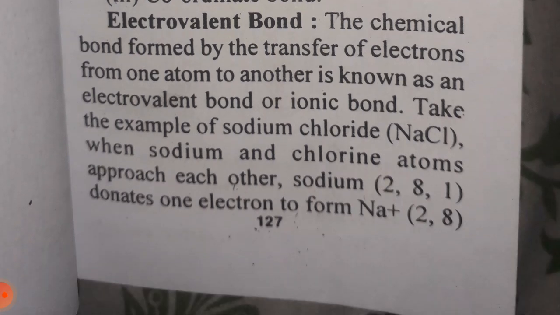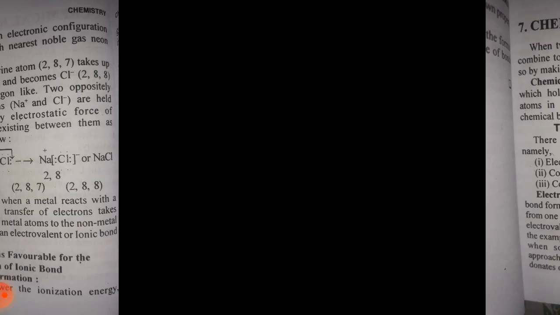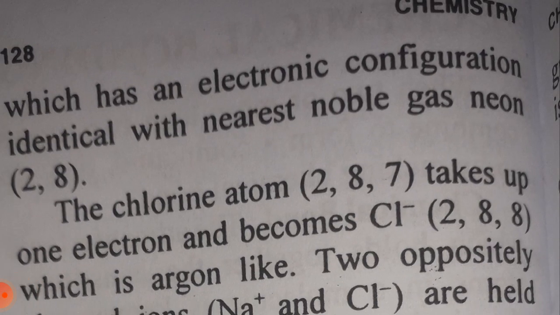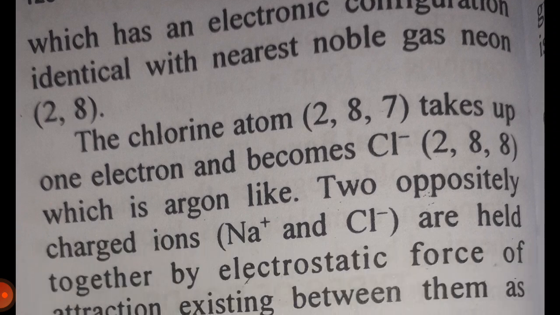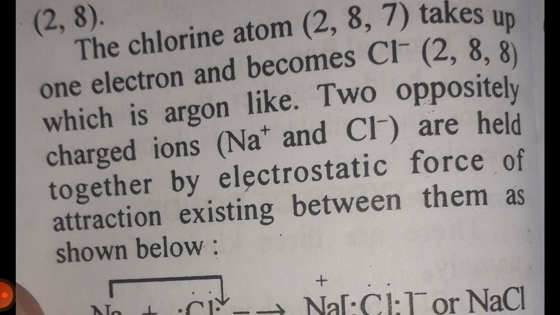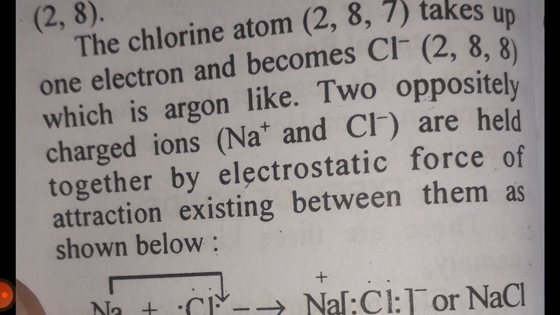Electrovalent bond. The chemical bond formed by transfer of electrons from one atom to another is known as an electrovalent bond or ionic bond. Take the example of sodium chloride, NaCl, where sodium and chlorine atoms approach each other. Sodium (2,8,1) donates one electron to form Na+ (2,8), which has an electronic configuration identical with the nearest noble gas neon (2,8). The chlorine atom (2,8,7) takes up one electron and becomes Cl- (2,8,8), which is argon-like.